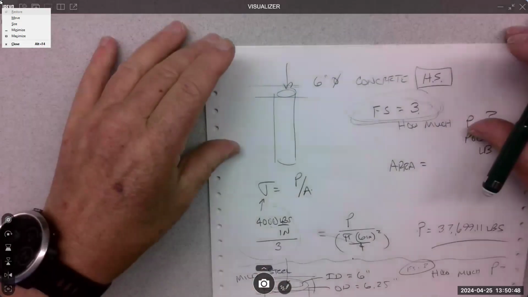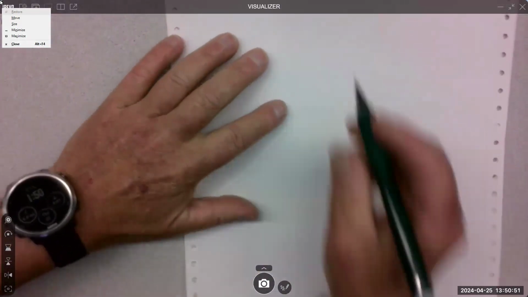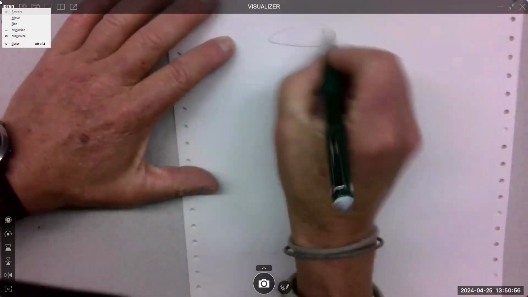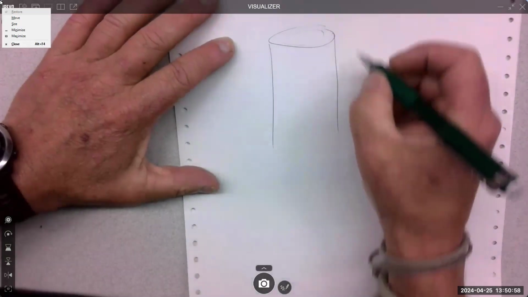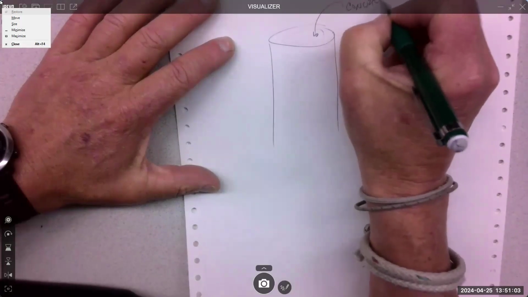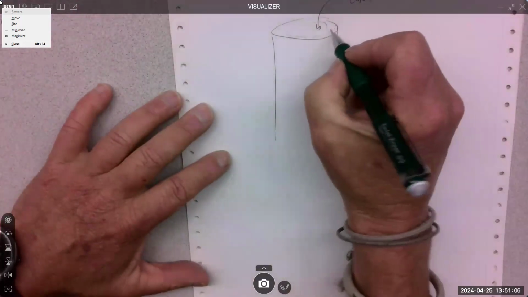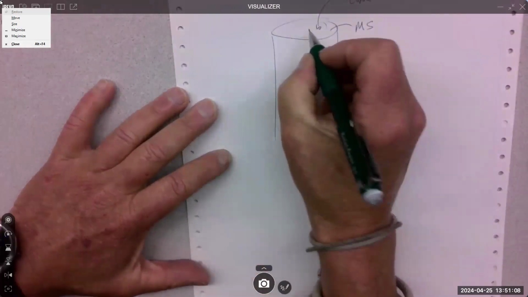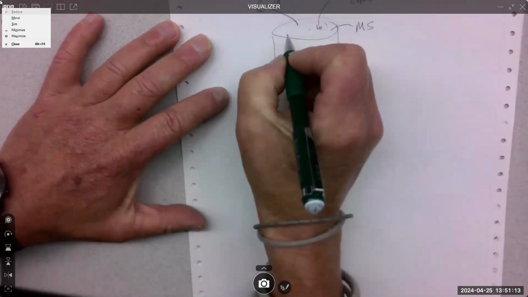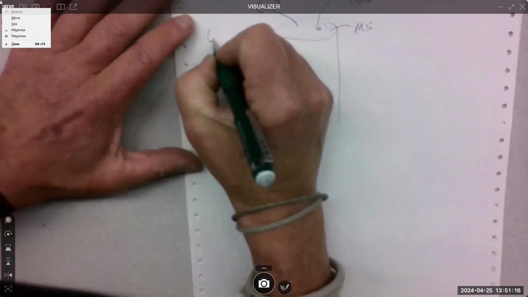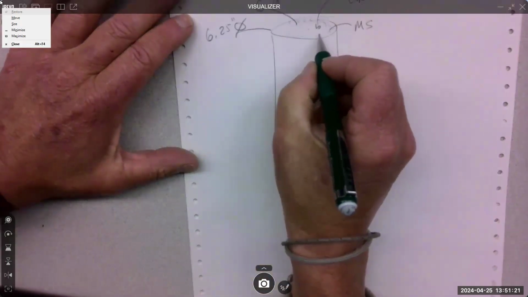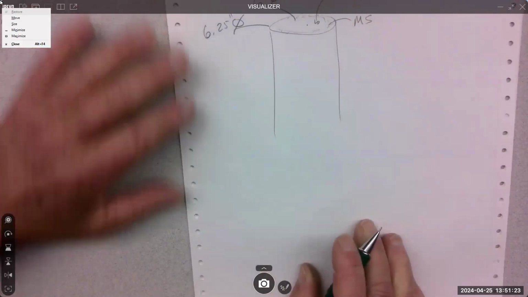So the next step is to say, okay, here's my pipe, same pipe, and now I fill it with concrete. So I have my mild steel out here, and my concrete in the middle, which is 6-inch diameter. And then this outer thing is 6.25-inch diameter. This is steel, and that is concrete.